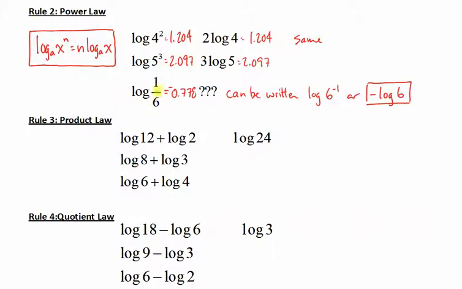Now, the third one can be written as a power if I think of it with a negative exponent. Now, using the power law rule then, that negative exponent becomes a coefficient in front of the log, so negative log 6 would be equivalent to log of 1 over 6.